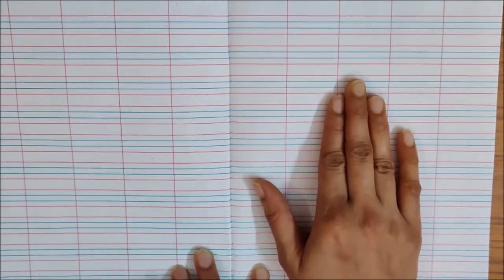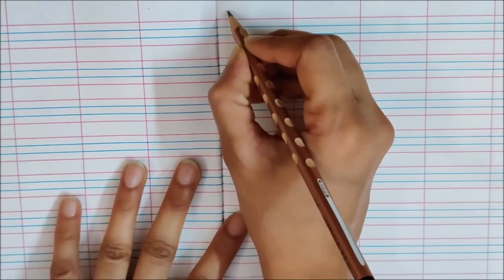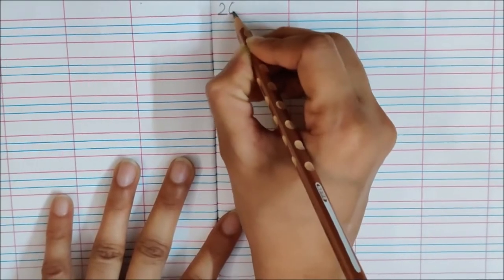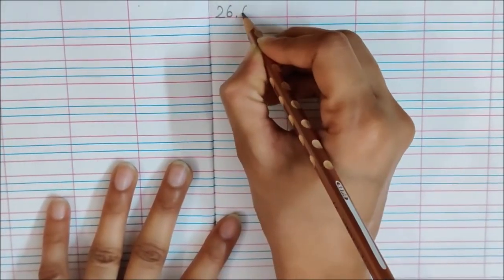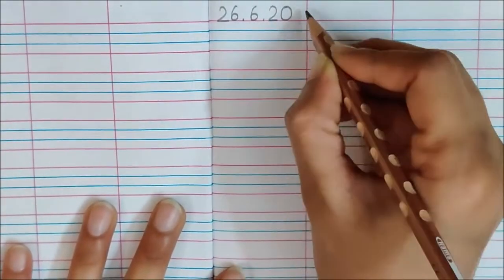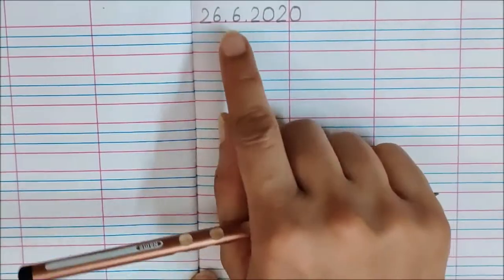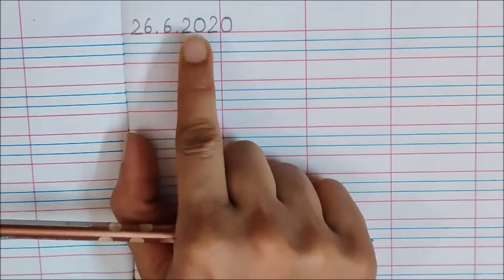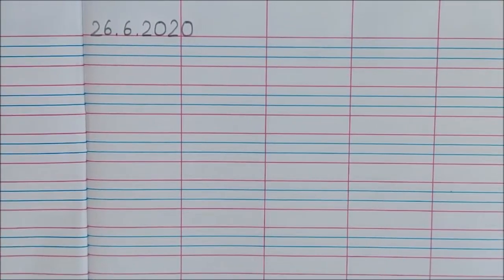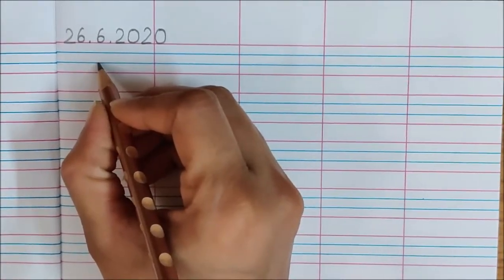Before doing any work, it is important to write today's date. Today is June 26. So I am writing the date. And see, all my numbers will touch the red line. 26.6.2020. This is today's date. Now, today we are going to revise all the letters which you have done in nursery. So the first letter which we are going to write is letter C.